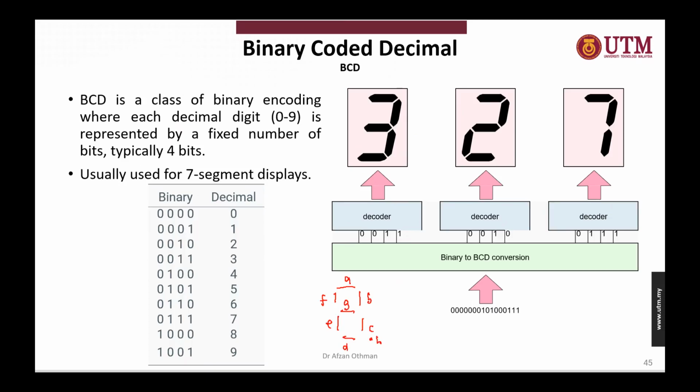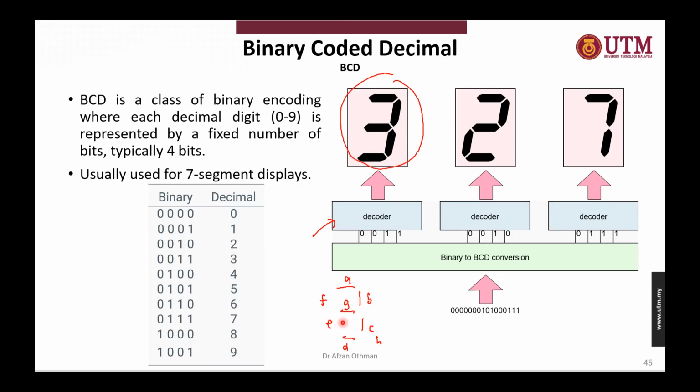So what happens if you're not using this decoder? How do you display the number 3 on the 7-segment? To display the number 3, you need to turn on LEDs A, B, C, D, and G, while F, E, and H must be turned off. Then the number 3 is displayed on the 7-segment.